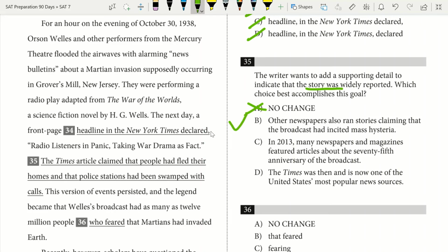Let's look at C and D. So C and D, we've got "2013, many newspapers and magazines feature articles about the 75th anniversary." No, because that's modern times. We want to talk about back then. "The Times was then and is now one of the most popular sources." No, so the answer will be B for number 35.